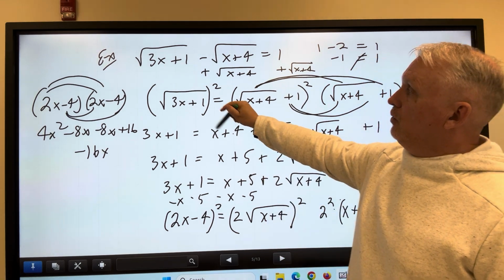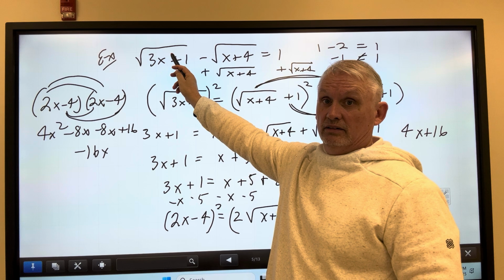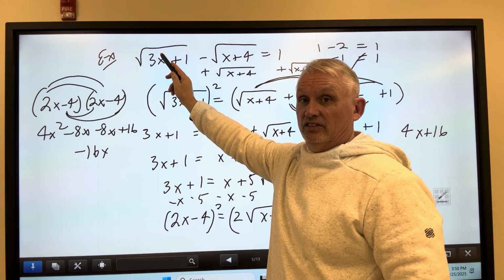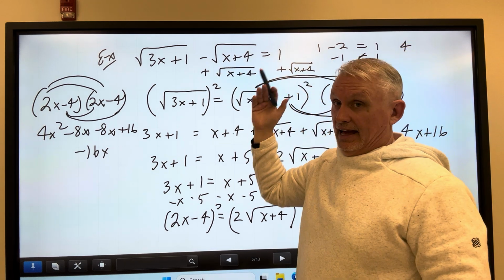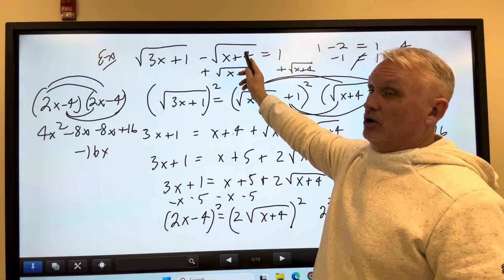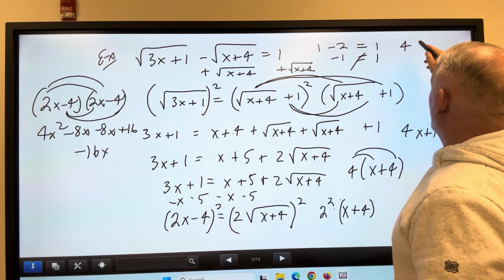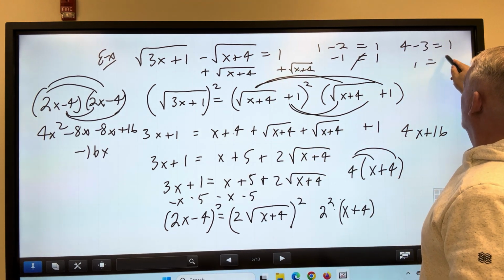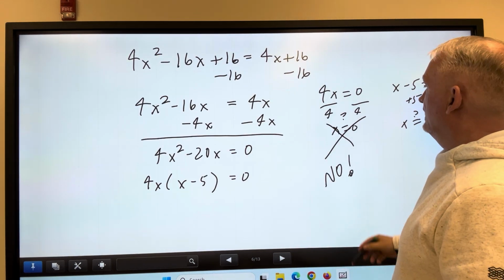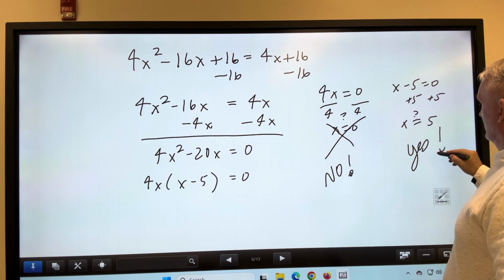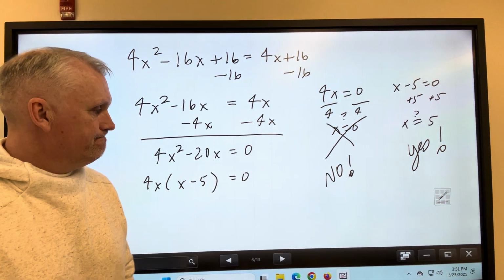Let's try 5. Well, 3 times 5, 15. 15 plus 1, 16. The square root of 16 is 4. Good. Again, put 5 in here. 5 plus 4, which is 9. Square root of 9, which is 3. So 4 minus 3 equals 1. Yes. Always check your results. Okay?